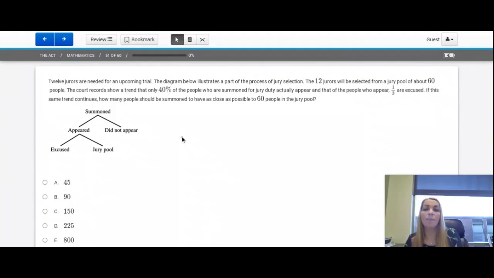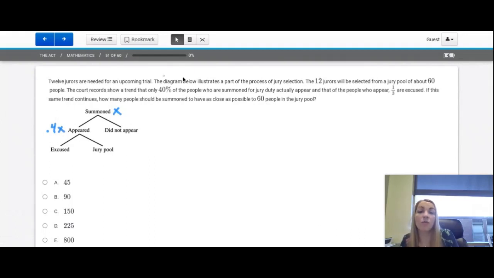All right, so we have this diagram to help us, and we have some information, but we don't know how many people are summoned. That's our goal. So let's just call the number of summoned people X. Now let's move along with what we know. It says the court records show a trend that only 40% of the people who are summoned actually appear. So 40% as a decimal is 0.4. So I'm going to write 0.4 of the people that are summoned.